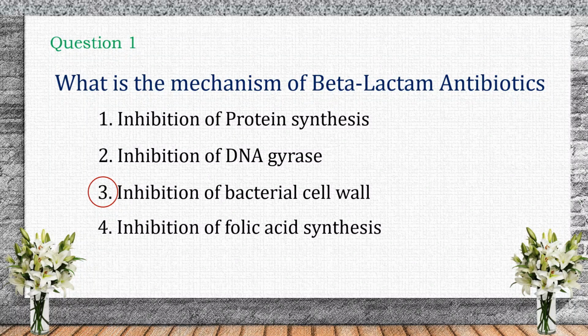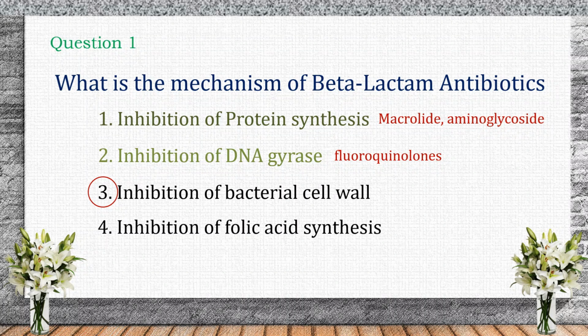Let's look at the other options. Inhibition of protein synthesis. This mechanism is seen in antibiotics like macrolides, aminoglycosides, and tetracyclines. Inhibition of DNA gyrase. The mechanism of action for fluoroquinolones. Inhibition of folic acid synthesis, seen in sulfonamides and trimethoprim.